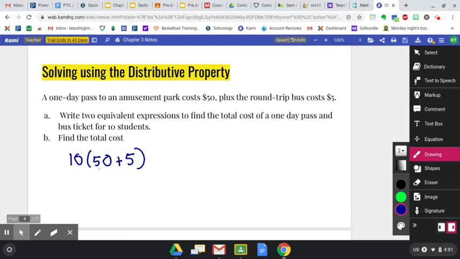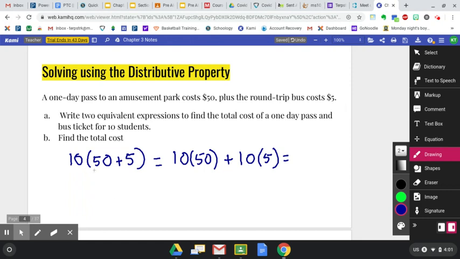So meaning I could add the 50 and the 5 to find the total it costs for one person and then multiply it by 10. Or I could take 10 times 50 because there's 10 students who are going to get an amusement park pass, plus the 10 students times the $5 bus fee. All right, those are equivalent expressions.